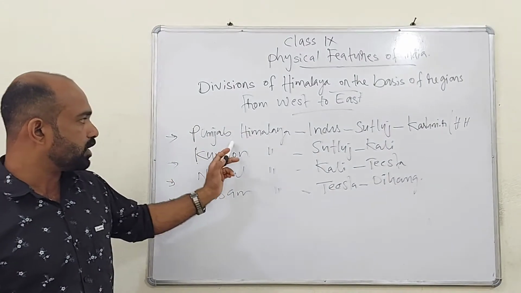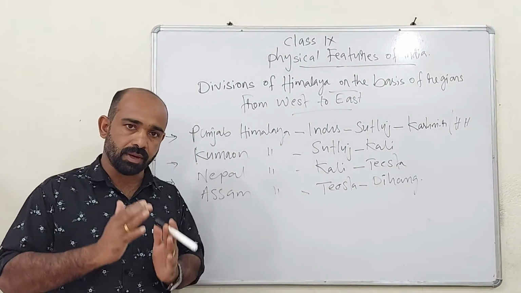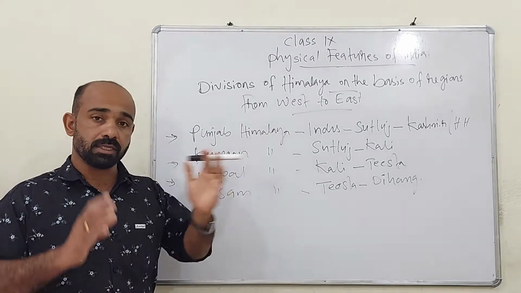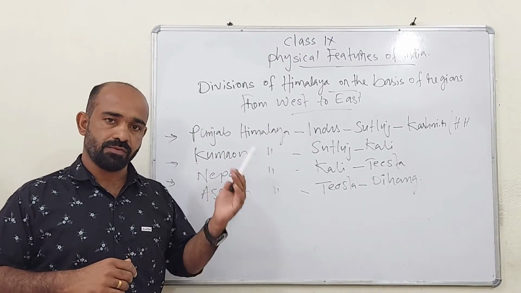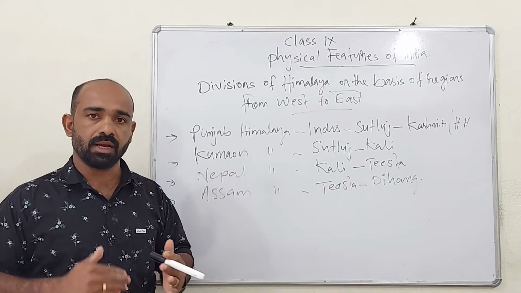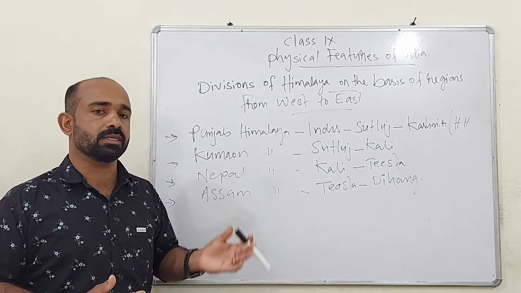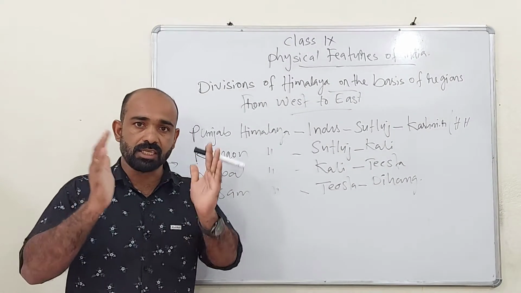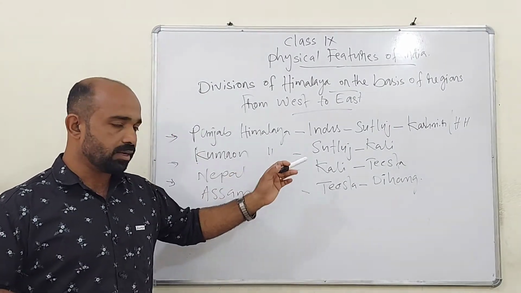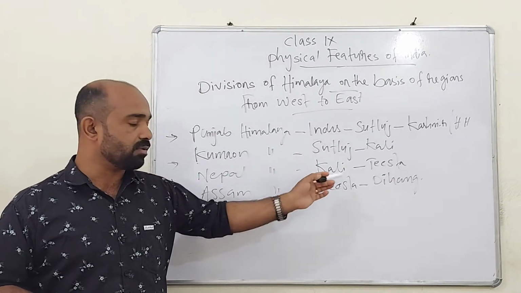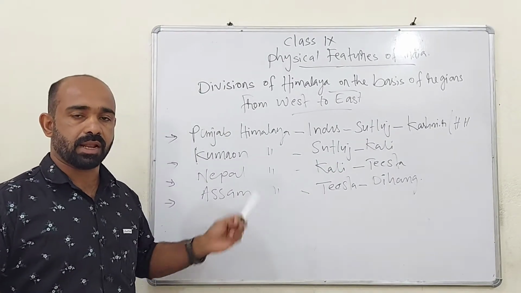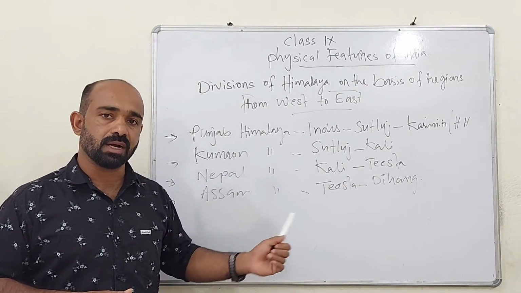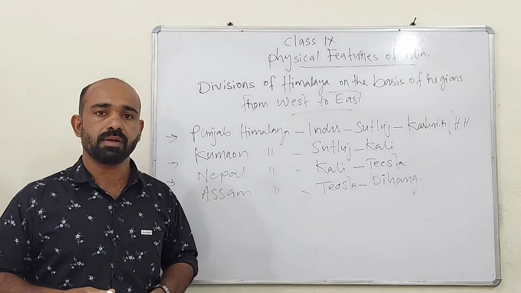Once again, Punjab Himalaya: the part of the Himalaya located between the rivers Indus and Satluj. Punjab Himalaya has two parts: the western part is known as Kashmir Himalaya and the eastern part as Himachal Himalaya. The part between Satluj and Kali is Kumaon Himalaya, between Kali and Teesta is Nepal Himalaya, and finally between Teesta and Dihang is Assam Himalaya.